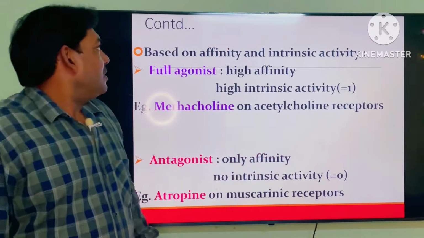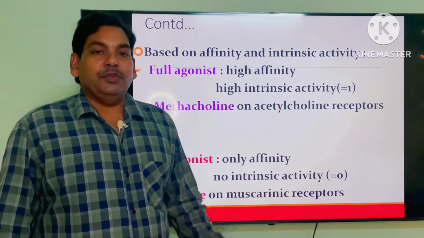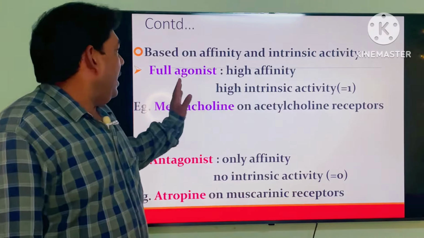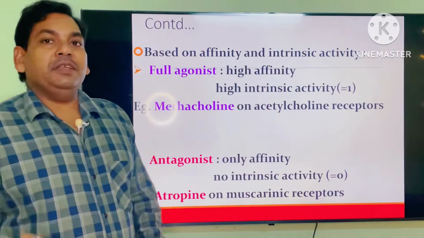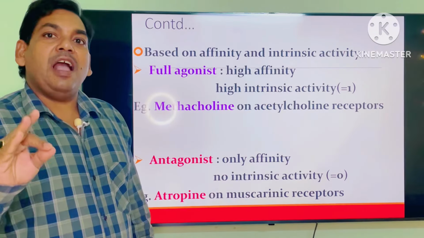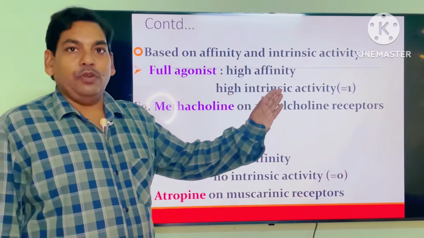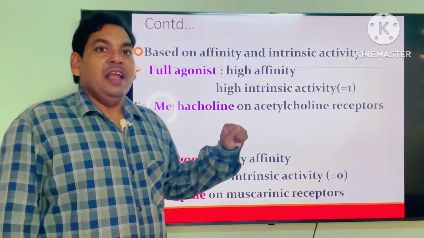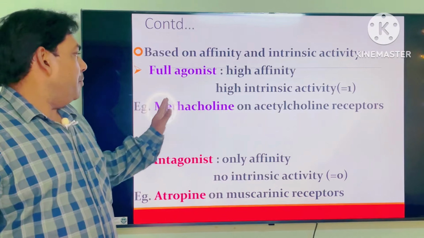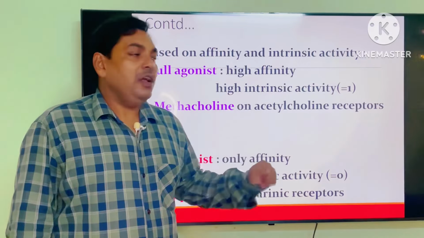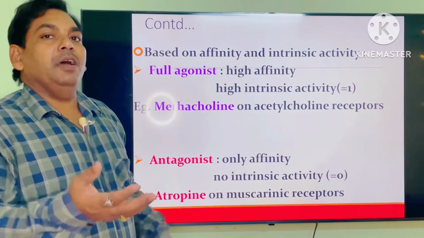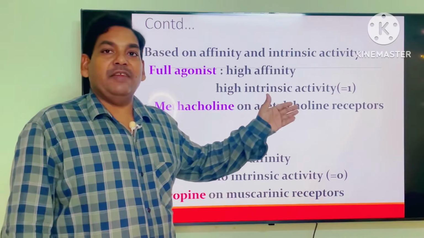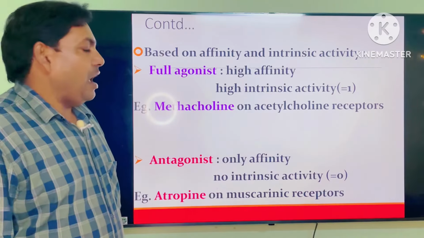Okay, next, based on the affinity and intrinsic activity, the drug is divided in four types. First is the full agonist. Full agonist means high affinity and high intrinsic activity, intrinsic activity equal to 1. Full affinity and full intrinsic activity. Examples: methacholine and acetylcholine bind to the muscarinic receptor and give full agonist action, where affinity and intrinsic activity are both full.